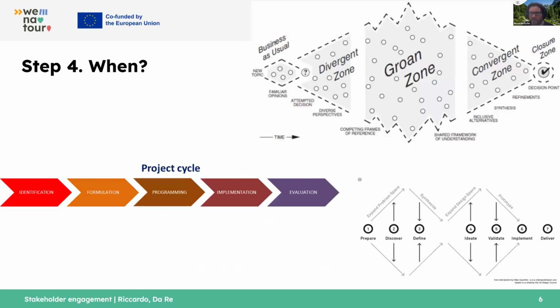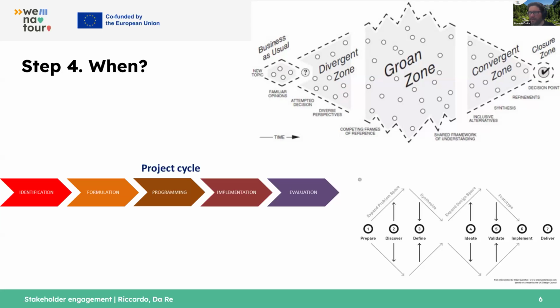So you have an idea, a project, you want to develop something. You can engage your stakeholder in the identification phase and the formulation, or during the programming, or during the implementation or the evaluation at different levels. So maybe you can involve people just consulting in identification, you can co-design together in the formulation, and so on. What is important is the two schemes, the two frameworks that you see here.